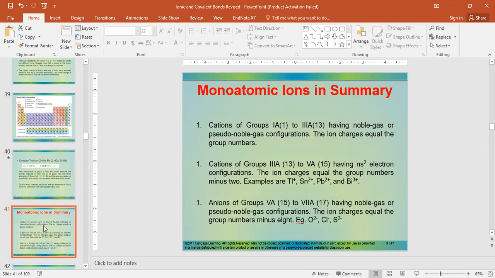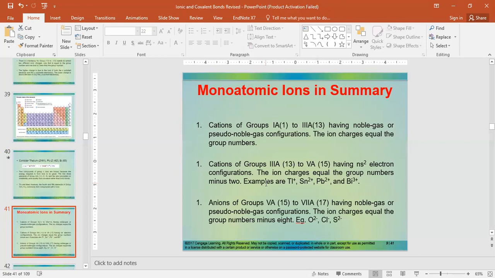Now, we go on. When we look at the monoatomic ions, we say that cations of group 1 to group 3 have a noble gas or pseudo-noble gas configuration, and the ion charges are equal to the group number, so that group 1 will have 1+, group 2 will have 2+, and group 3 will have 3+. Now, cations of group 13 to group 15 that have ns2 configurations, the ion charge is equal to the group number - 2, and I have explained this.